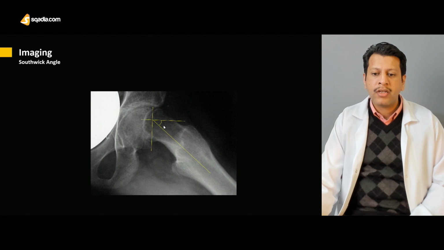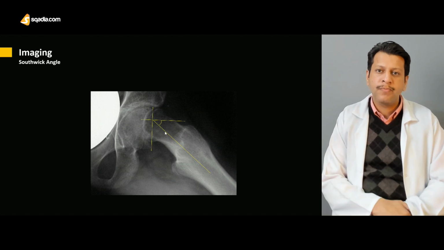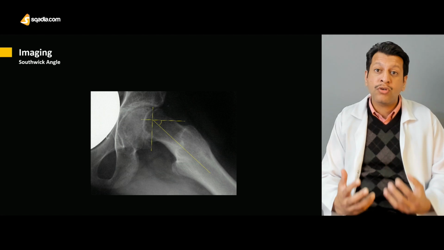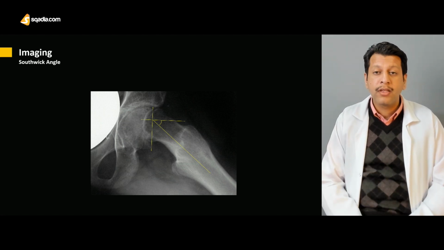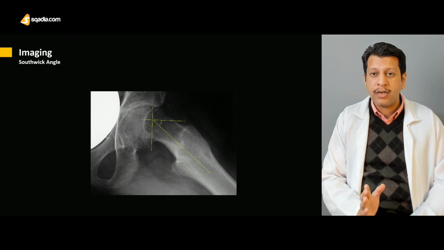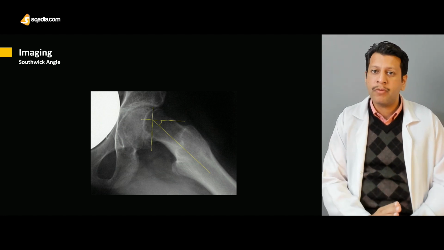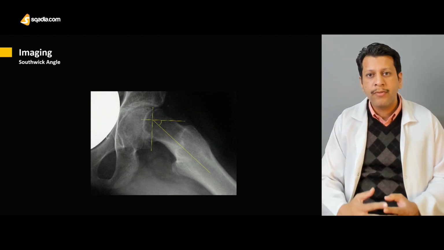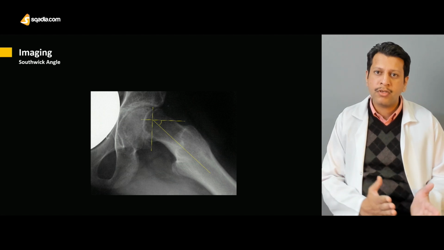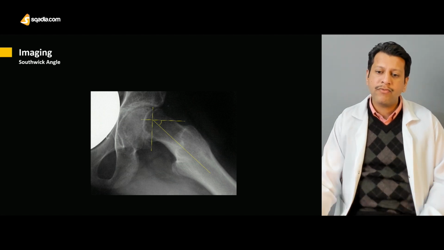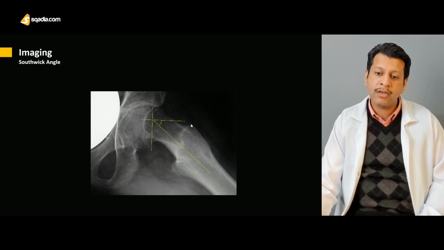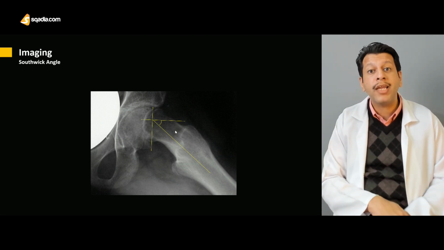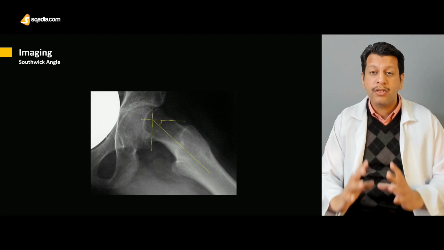But for example, if it comes out to be, let's say, 60 degrees, we will not mark it as a Southwick angle of 60 degrees, because what is important to understand is that you have to calculate the normal side as well. Normally the angle is about 10 to 12 degrees. If the other side is not involved, you calculate the normal angle, and if the angle on the involved side comes out to be 60 degrees, then you have to subtract the normal angle. That is, 60 minus 12 would mean the actual angle on this side is 48 degrees. It's not 60 degrees.